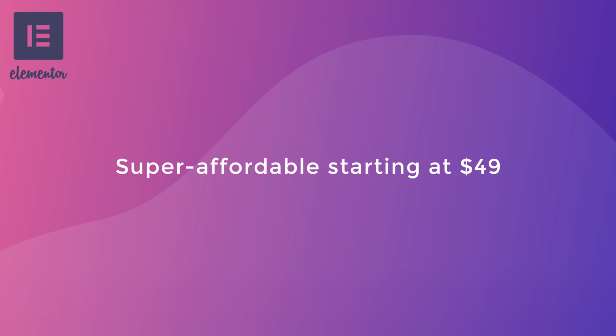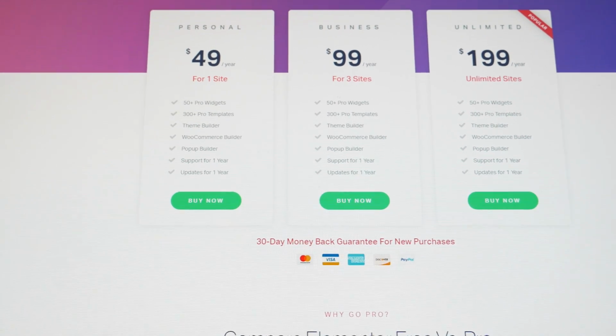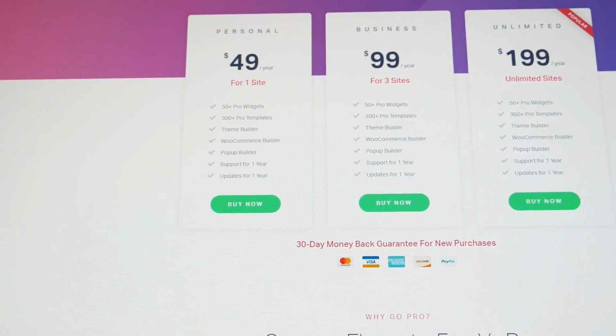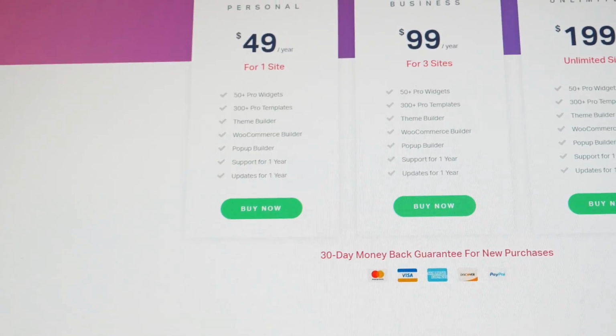So the one thing that has shocked me so far with Elementor is the price point that they've been able to maintain with this kind of rise in adoption, for this long. And this is also my cause for concern, which we'll talk about at the very end of the video. But for $49, you get all of the features of Elementor for one site. For $99, it goes up to 3 sites. And for $199 a year, you're getting unlimited sites.